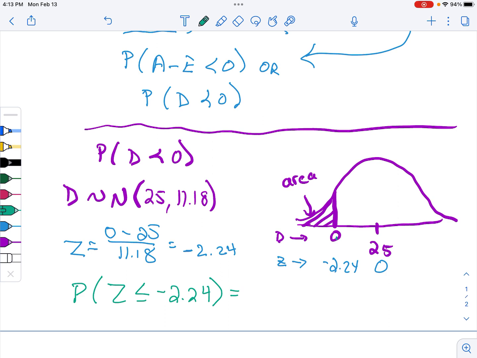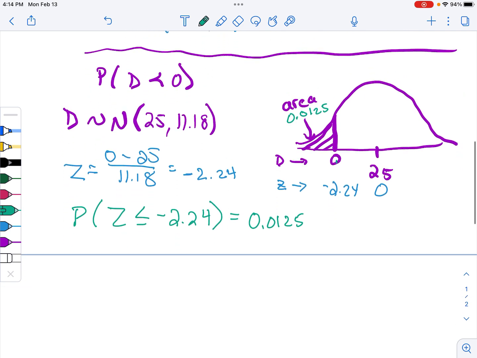So we're using negative 2.24 for our upper bound. And our lower bound is some small number like negative infinity. Our mean is 0. Our standard deviation is 1. And we get a small number, 0.0125. So our area here is 0.0125.